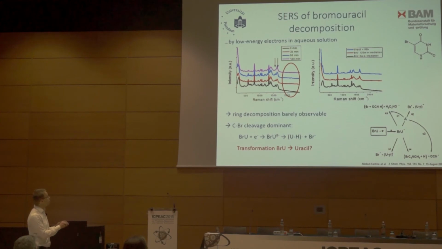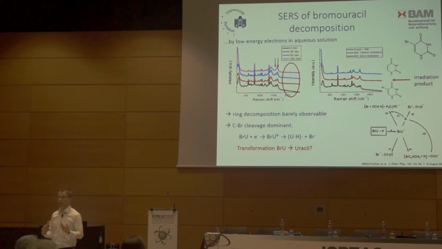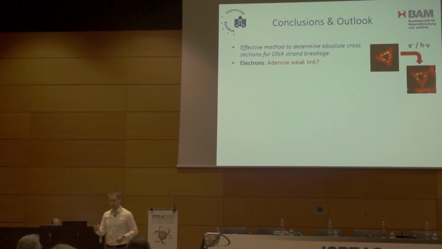For this we compared our spectra. The lowest spectrum is just the bromouracil without irradiation. The red spectrum is the irradiation product, and the blue spectrum is the spectrum of uracil plus added bromide ions. And as you can see, these two spectra are almost identical. There are some very small additional signals in the irradiation products due to additional products that can be formed. So with this I want to conclude.